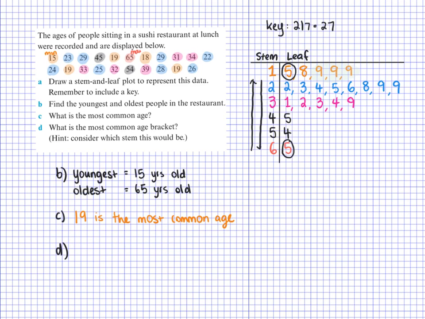But we need to think what numbers would be in that age bracket. So hopefully, what would the youngest person be? Well, that would be a 0. So that would be 20 as a number. And the oldest person in the bracket would be 29. So 20 to 29 would be the most common age bracket. Now, remembering that as soon as you go over 29, you would be in the pink age bracket. And if you are under 20, you would be in the orange.